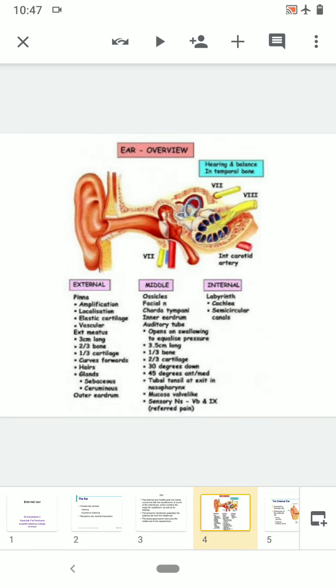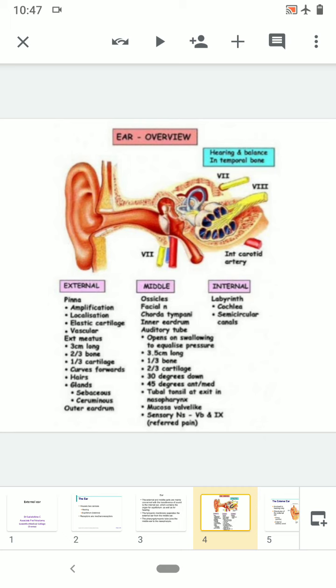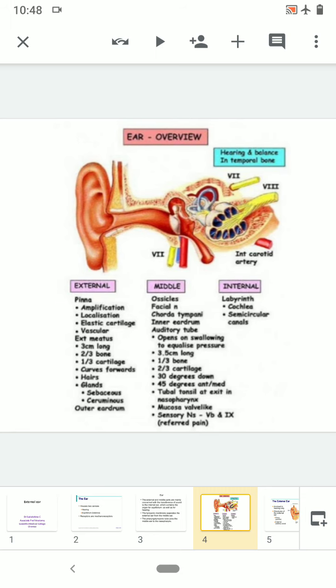Okay, so now coming to the three parts of the ear in detail. You have the external ear, which mainly consists of the pinna, the external acoustic meatus, and the tympanic membrane. The pinna is mainly for amplification and localization of the sound waves, and it takes up the sound waves and directs them into the external acoustic meatus. The pinna is made up of elastic cartilage, which is a very important point because it can be asked. Then we have the external acoustic meatus, which is about 2.5 centimeters.